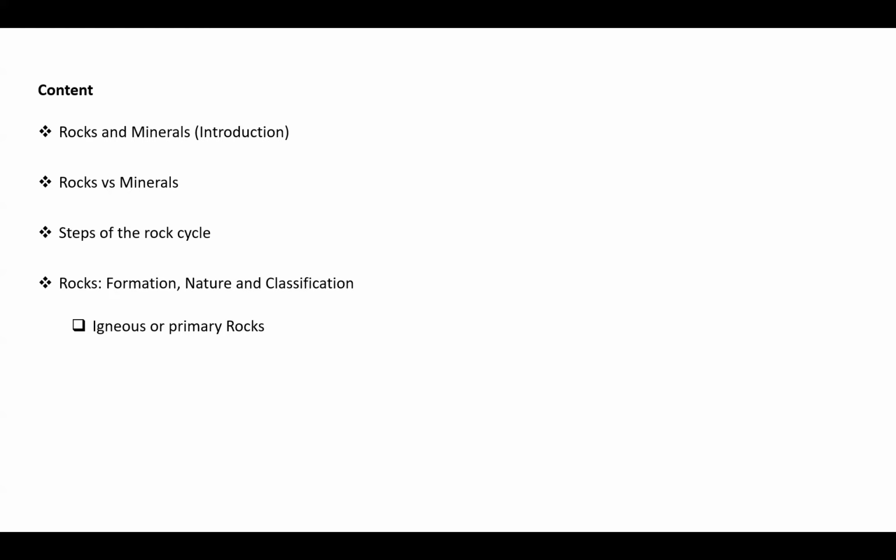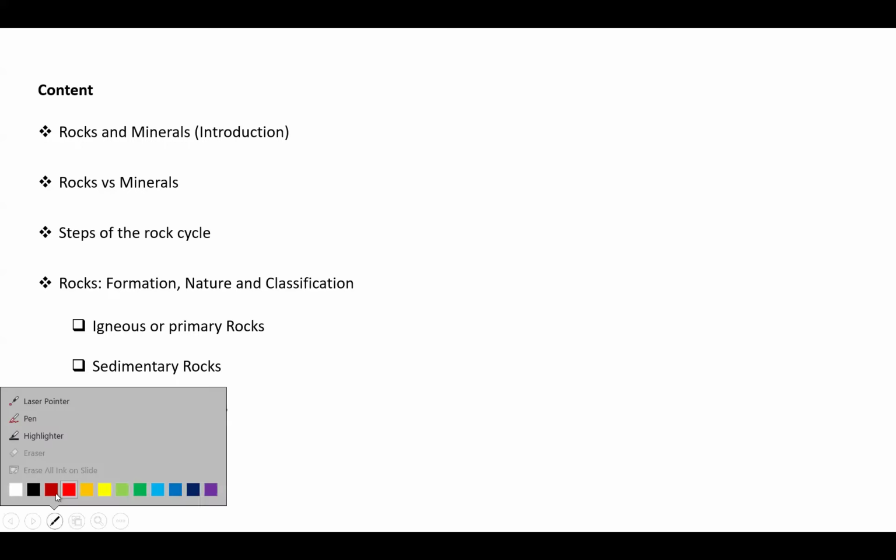One is called igneous rocks or primary rocks, followed by sedimentary rocks and metamorphic rocks. For the time being, in this lecture, we are going to learn about igneous rocks. So let us see some introduction regarding rocks.